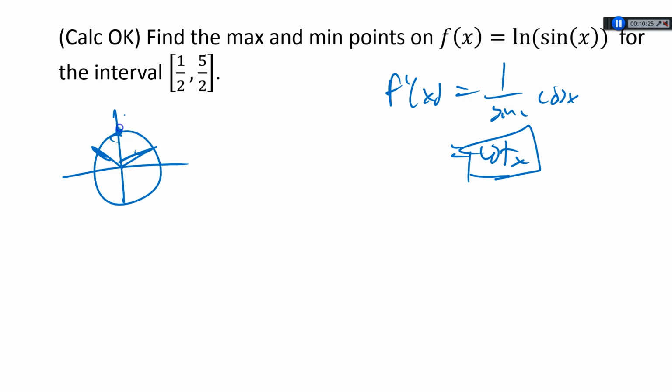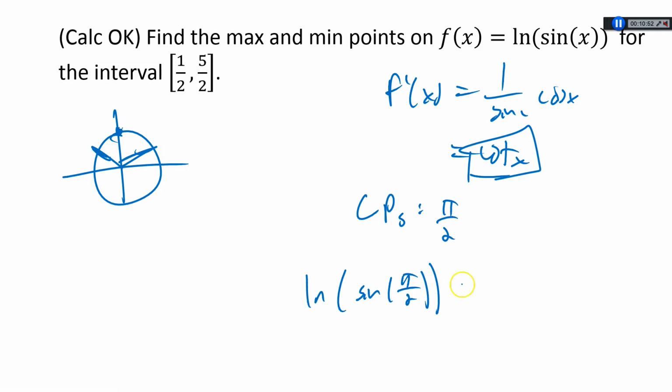So cotangent is 0 right at the top of the circle. Okay, that's pi over 2. So my critical point is pi over 2, because that's where the derivative is 0. And then on that interval, I don't think cotangent is ever undefined. So what I have to do is just think about what's going on with pi over 2 in the original function. If I plug pi over 2 in there, I get natural log of sine of pi over 2. Sine of pi over 2 is, that's the top of the circle, it's 1. So this is natural log of 1. And so the question is, e to what power is 1? That's 0. Okay, so I'm going to guess that is a minimum point.